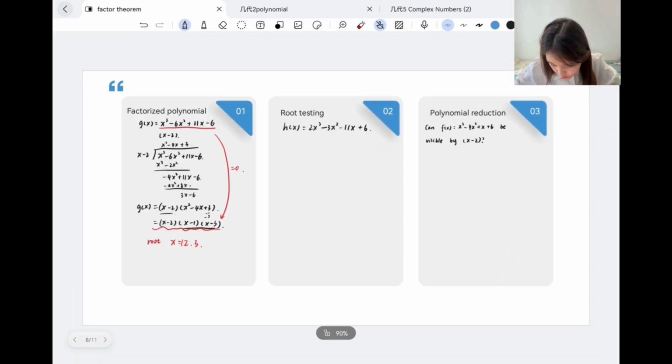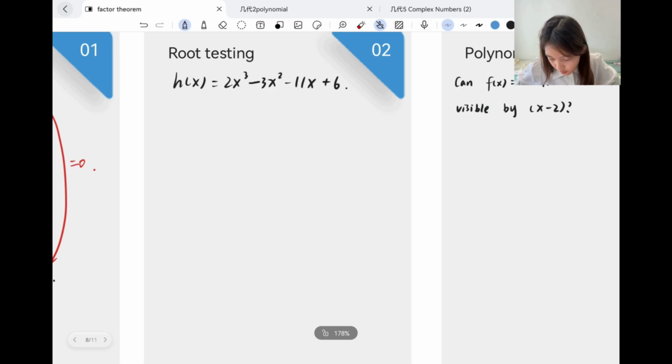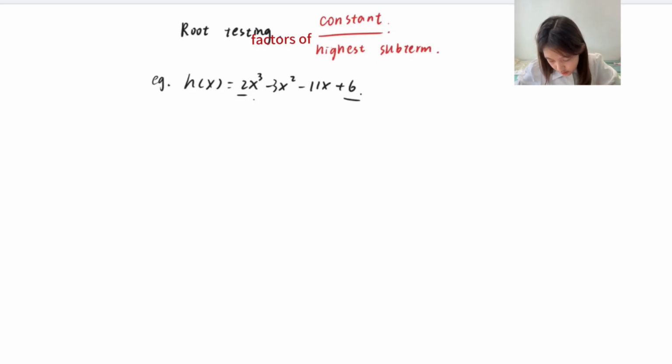And the second application is root testing. In root testing, we often find the factors of the constant term and of the highest term's coefficient. For example, here we know that 6 is the constant and 2 is the coefficient of the highest term of x. So let's write down the factors of these two numbers.